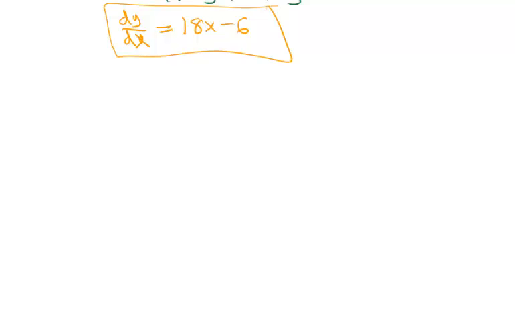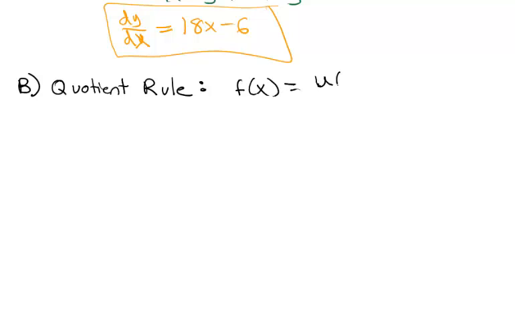What happens if we are dividing, though? Dividing two functions. When we are dividing two functions, we have what is called the quotient rule. And here we have f of x is equal to some function, maybe u of x, divided by another function, maybe v of x. So it's a fraction, but there's x's on the numerator, x's in the denominator.